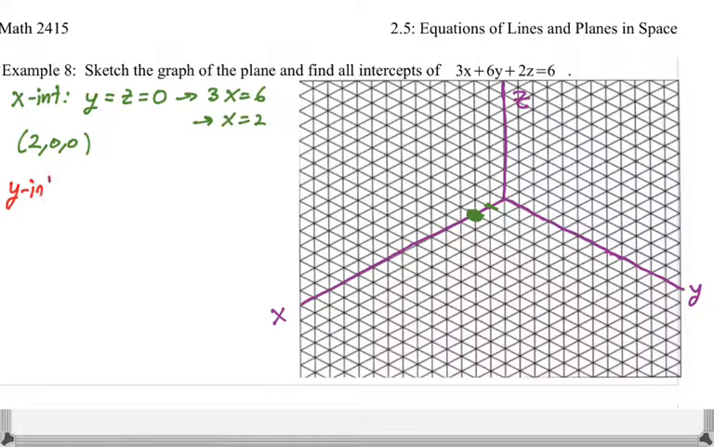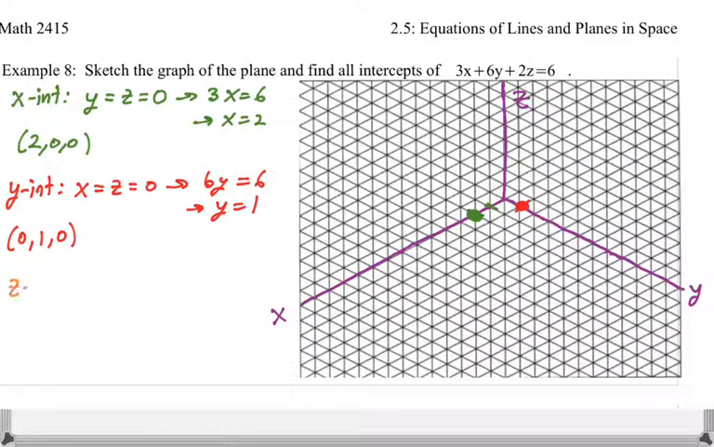If we're going to find the y-intercept, that means that both the x and the z are equal to 0. So then we have 6y is equal to 6, which implies that y is equal to 1. And so our y-intercept would be (0, 1, 0). So go ahead and plot that as well.